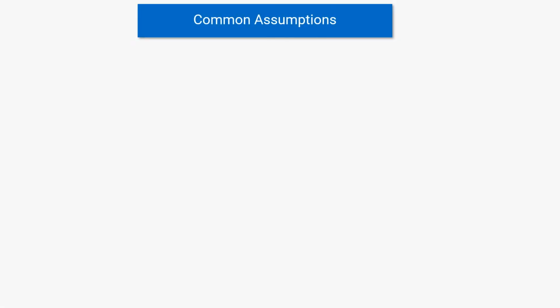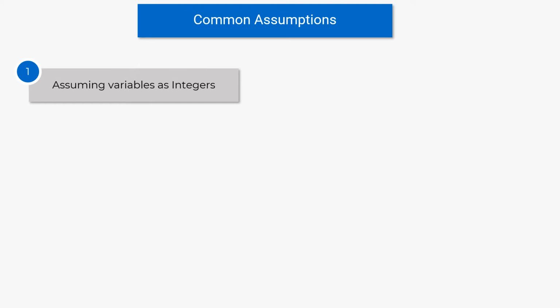Let us look at some of the common assumptions that students make while solving quant questions. It is fairly common to assume variables as integers even if it is not given in the question. This is a very common mistake and generally happens in number properties questions, especially with even odd questions. I'll talk about this assumption at length while solving the question in the next slide.